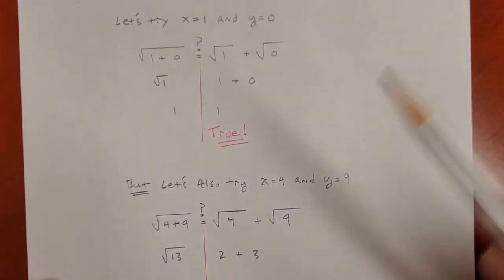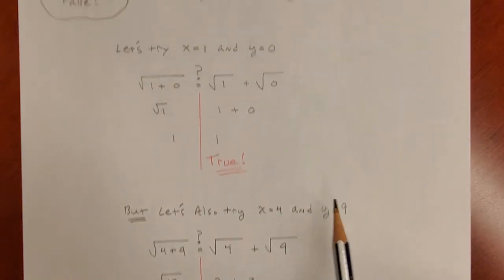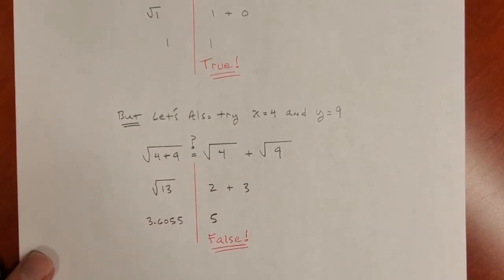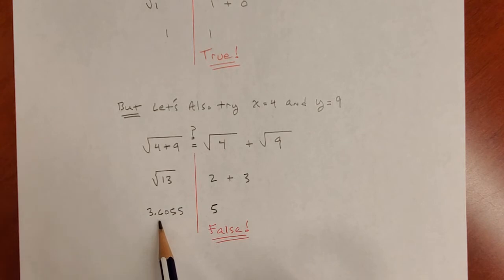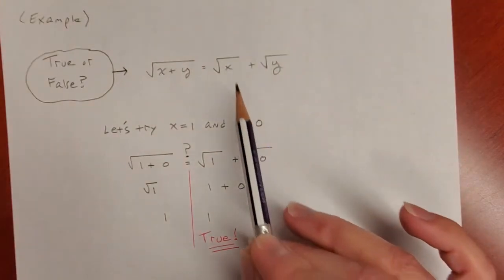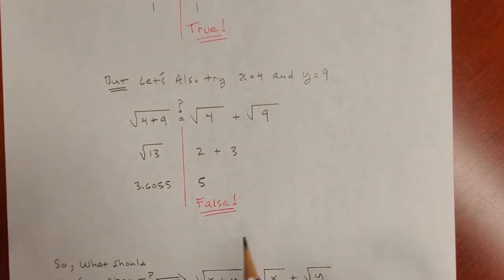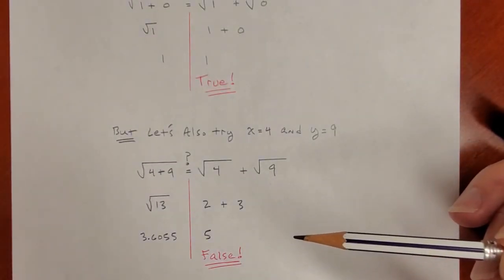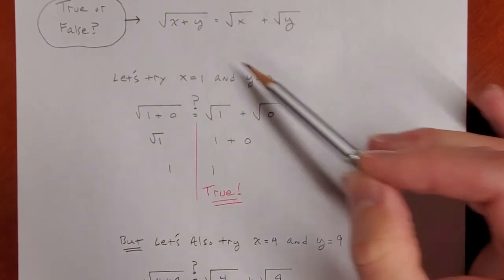Let's compare. Let's try 4 for x, 9 for y. Okay, so I'm going to take this statement, 4 for x, 9 for y. It would look like this. 4 plus 9, 13. Root 13 is about 3.6. On the other side, root 4, root 9, 2 and 3, 5. Well, it doesn't work. So maybe it works sometimes, but not all the time. Or maybe this is the only time it doesn't work. Or maybe this is the only time it does work.